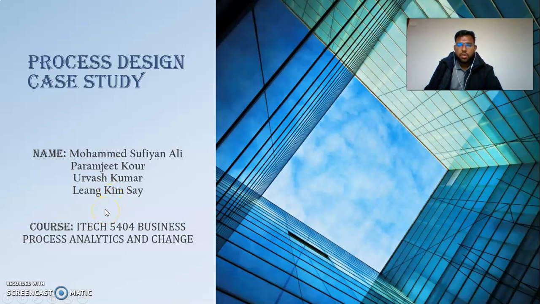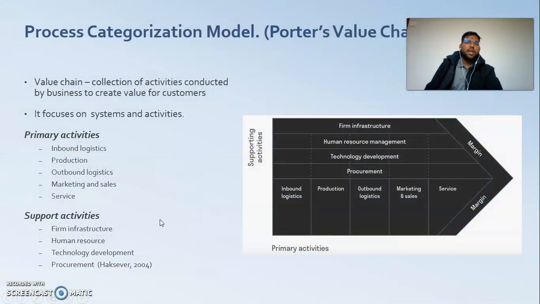Today I am going to present my group presentation about the process design case study. So let's move to the next slide. The next slide is the process categorization model, also known as Porter's value chain analysis. This is the diagram of the two types of activities, supporting activities and primary activities, which together are also known as the value chain.